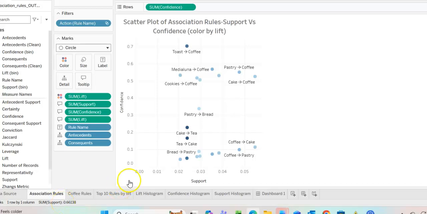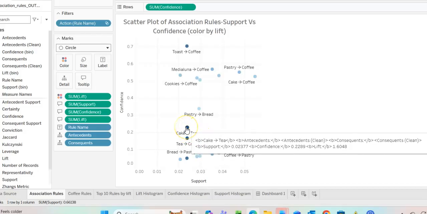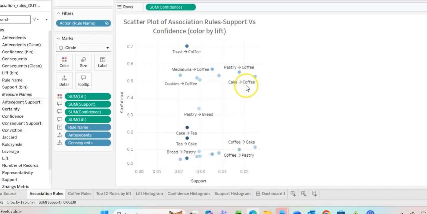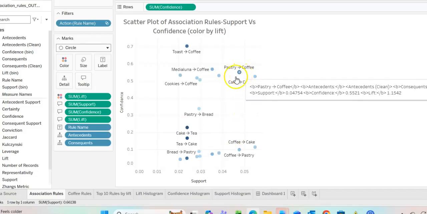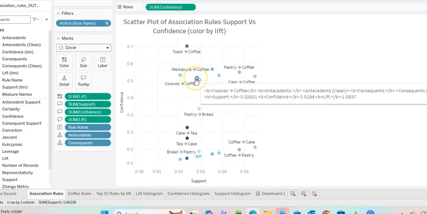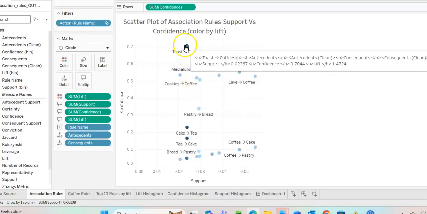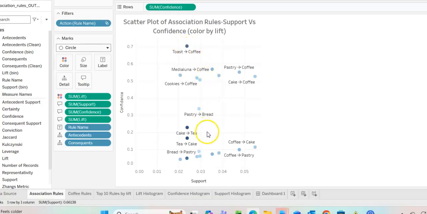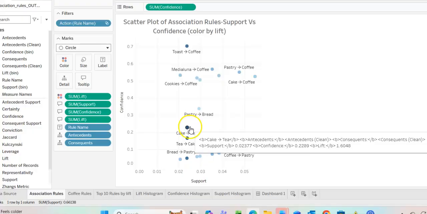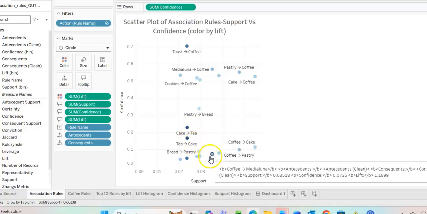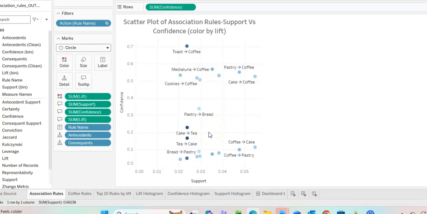such as cake and tea, or pastry and coffee, or toast and coffee. The darker color here shows a stronger relationship than the lighter color. Now, the rules with higher support and confidence are more reliable and indicate a stronger item relationship.